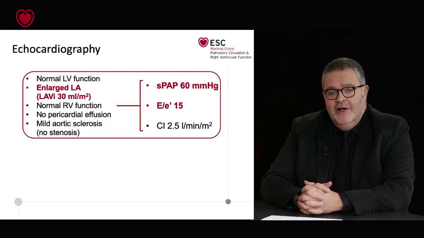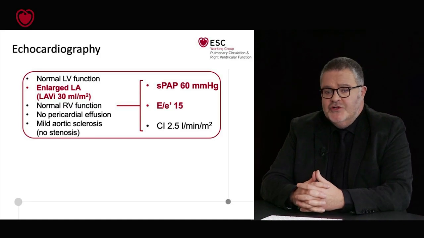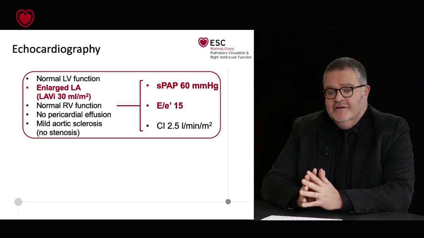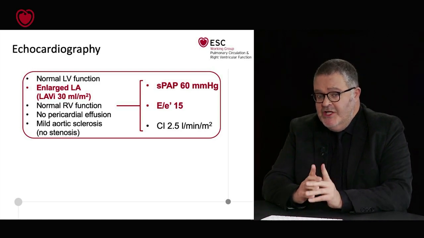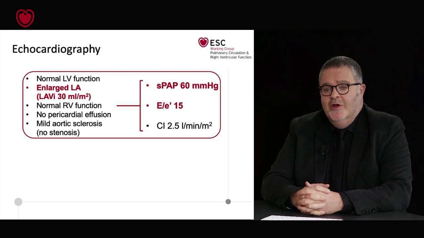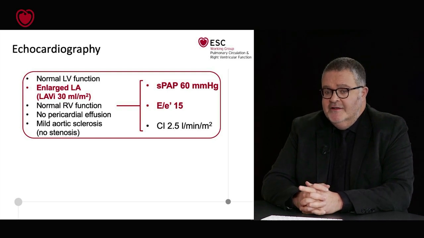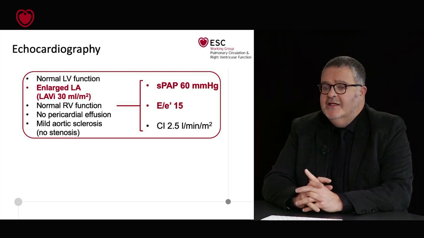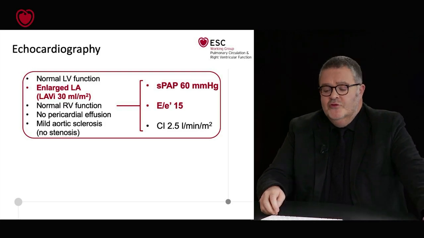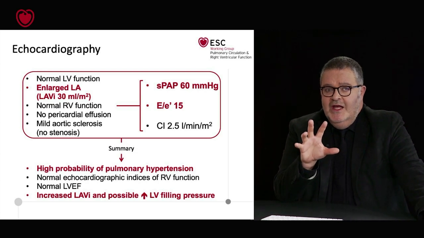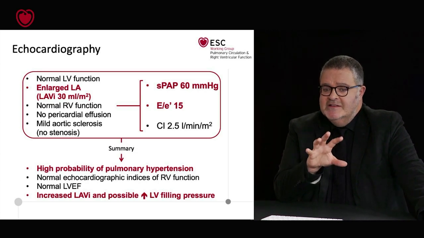She went to the echo lab, confirming normal LV function, normal right ventricular function, no pericardial effusion. She had mild aortic sclerosis with no stenosis, but she had an enlarged left atrium. The volume index was higher than the upper limit of normal. The estimated systolic PA pressure was at 60 millimeters of mercury. E over e prime, 15, suggesting that filling pressure might be high, and cardiac index was at the lower limit of normal calculated by echocardiography.